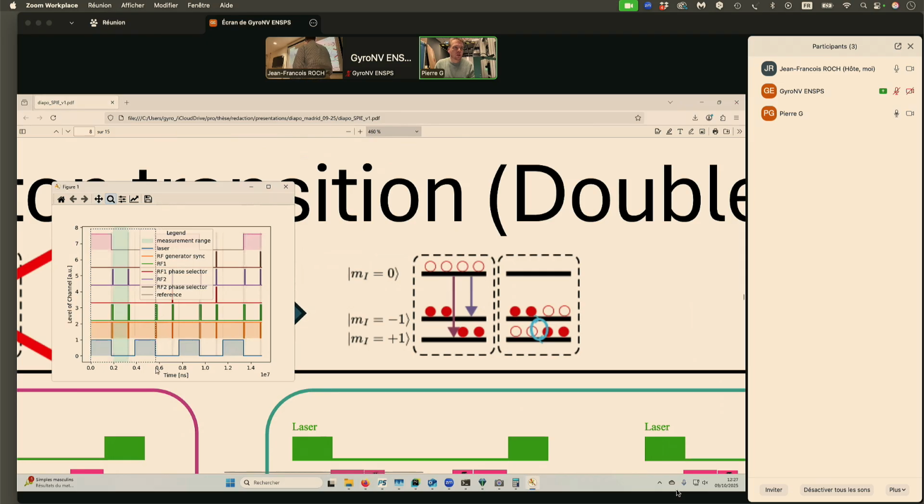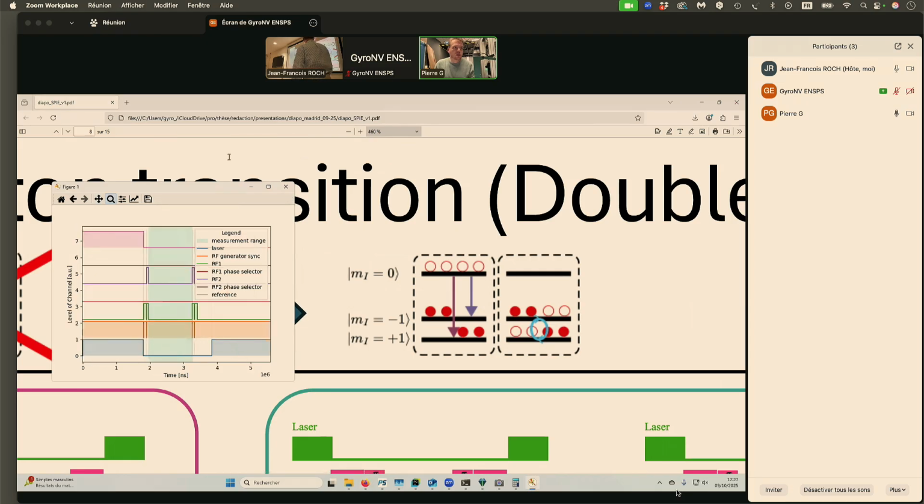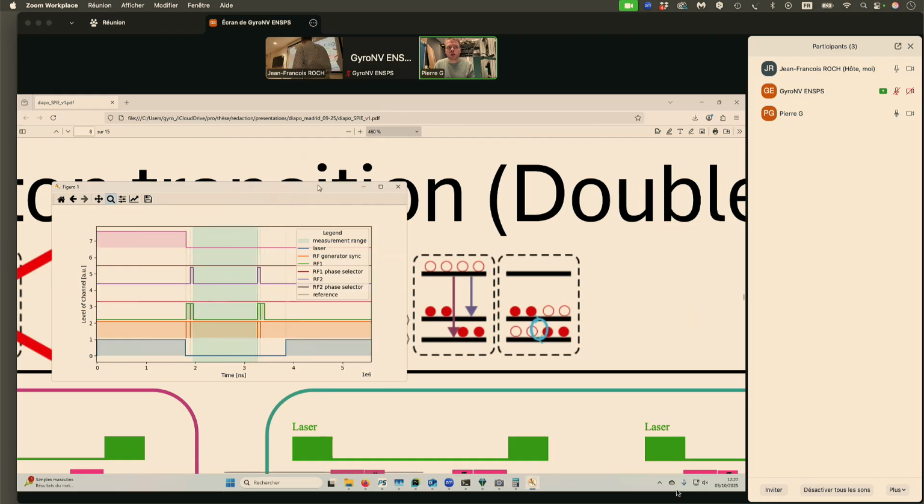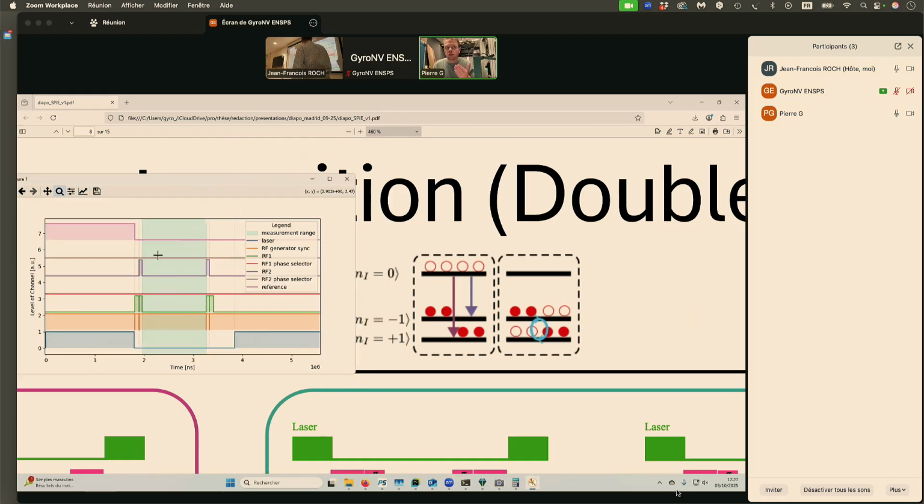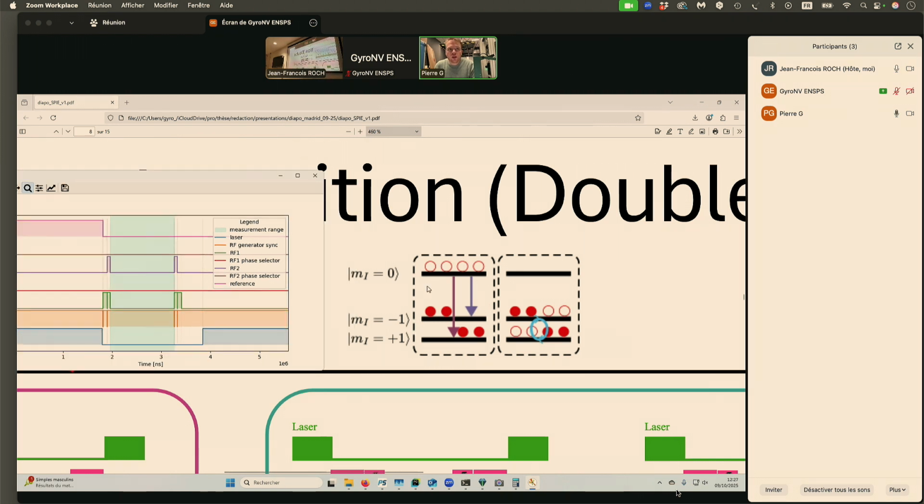And let me explain to you what we are doing. So those are the pulses I will send. Those are the RF pulses we are using. This one, the green one, corresponds to the plus 1 to 0 transition, so the long one. And here the purple one corresponds to the short one, okay?